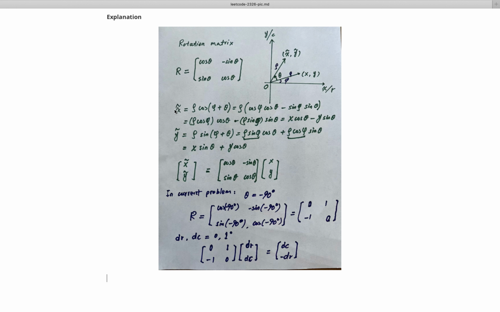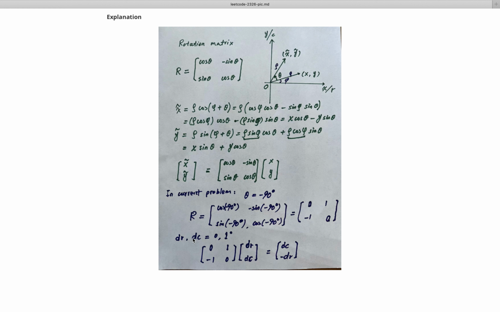So for these two expressions about x tilde and y tilde, we can write them in a matrix form. That is, x tilde, y tilde is this rotation matrix times x, y. That's the R here. So in the current problem, we change the direction clockwise, each time by 90 degrees, right? So that is theta equals negative 90. So you can compute cosine negative 90 and negative sine negative 90 and so on. So basically it's 0, 1, negative 1, 0.